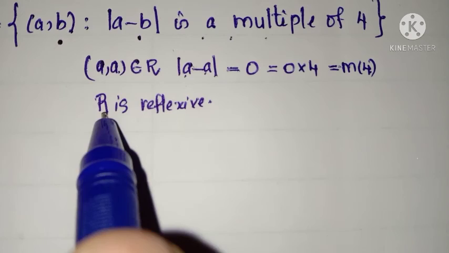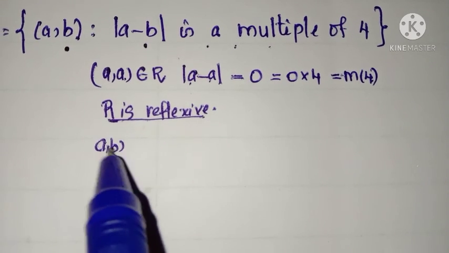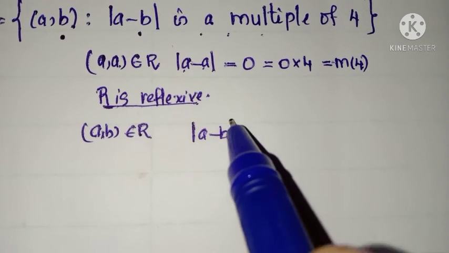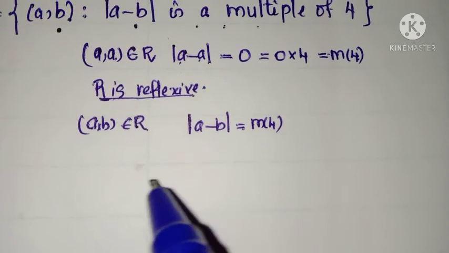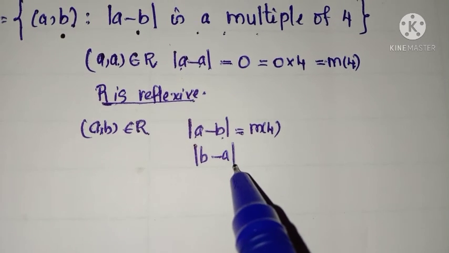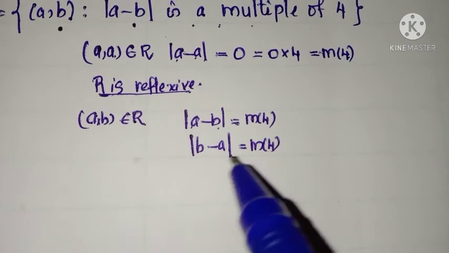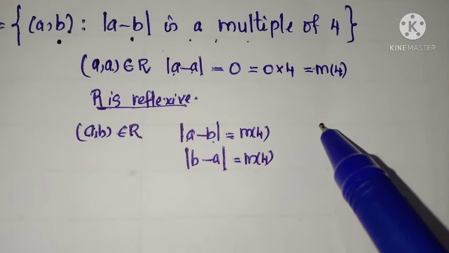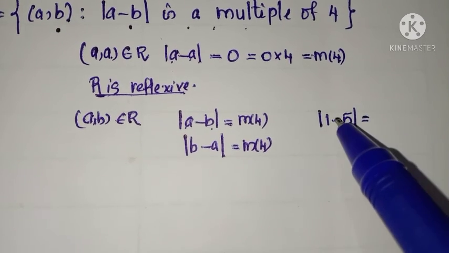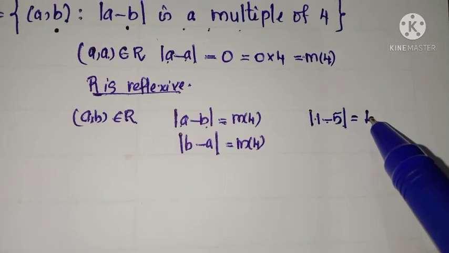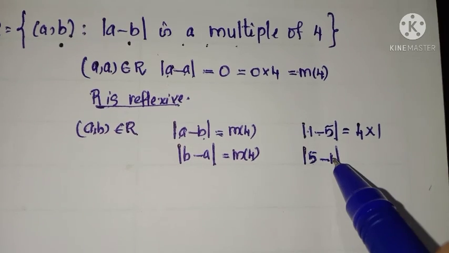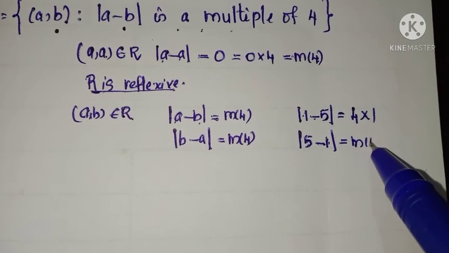Now the second one. Let the ordered pair (a, b) belong to R. If (a, b) belongs to R, then |a − b| is a multiple of 4. If |a − b| is a multiple of 4, then we can say that |b − a| is also a multiple of 4. Listen, suppose we take |1 − 5|. |1 − 5| is |−4|, and its modulus is 4. 4 is a multiple of 4. Similarly, |5 − 1| is also a multiple of 4.